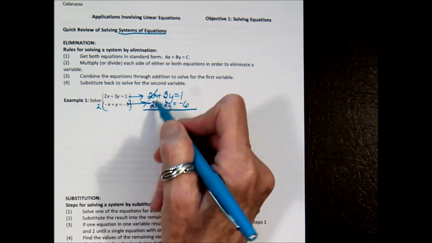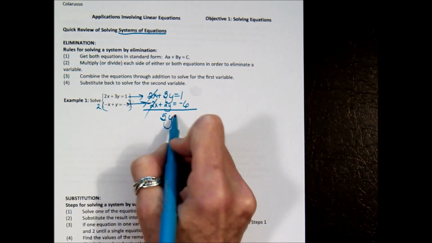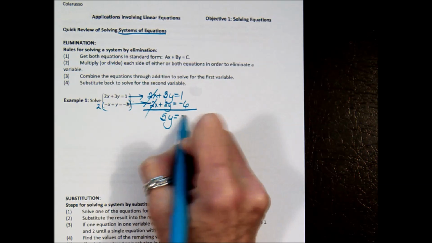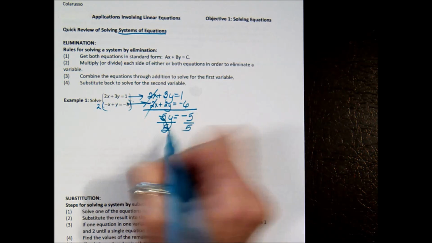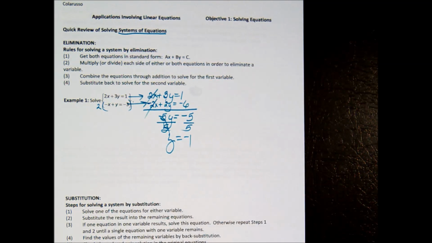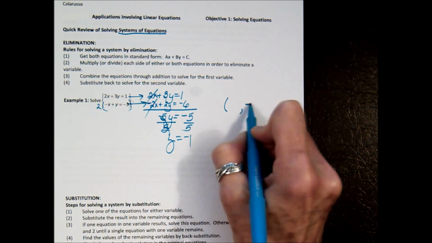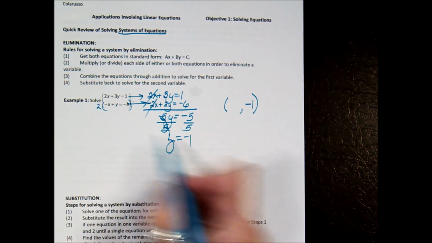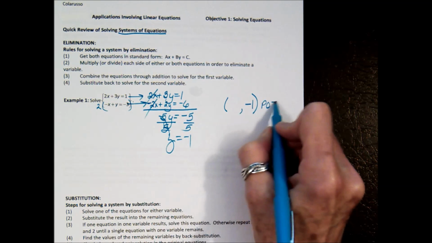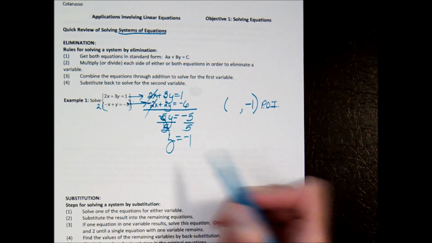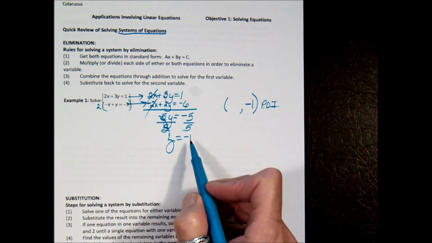Now that eliminates my x's, and I have 3y plus 2y is 5y. 1 minus 6 is negative 5. I divide by 5, and I get y equals negative 1. Now remember, what you're looking for is a point of intersection of these two equations. That is our POI, or point of intersection. So we just found the y piece of that. We now need to find the x piece.